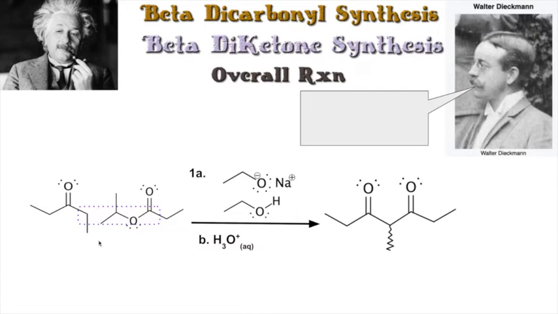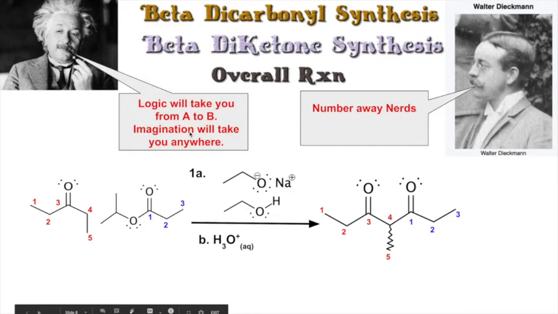Oh yeah, and you notice I switched things up here. I didn't match my alkoxy with my base or my solvent, and it doesn't matter because there's no ester in the product, so there's no transesterification worries here. So if I number my carbons, I got these five, and there they are again, and then I got those three, and there they are again. Got it. So logic will take you from A to B. Imagination will take you anywhere.